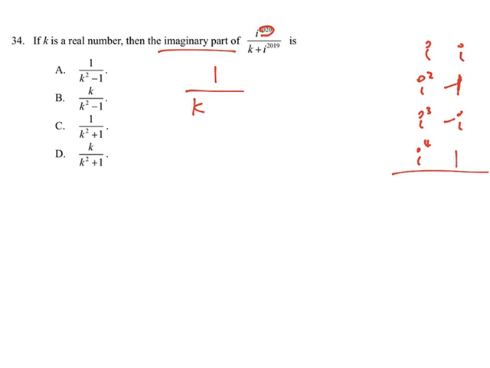For this part, 2019: actually 2016 can be divided by 4, plus 3. So that means it is i to the power 3. i to the power 3 is negative i.